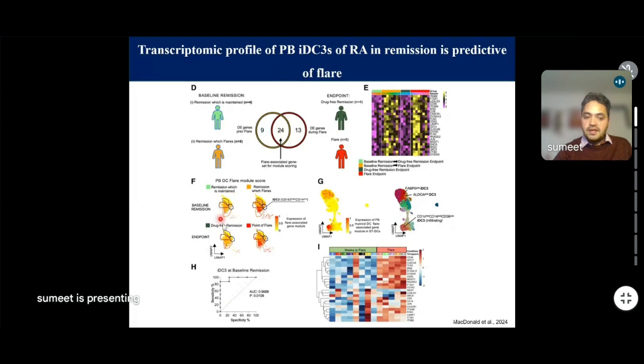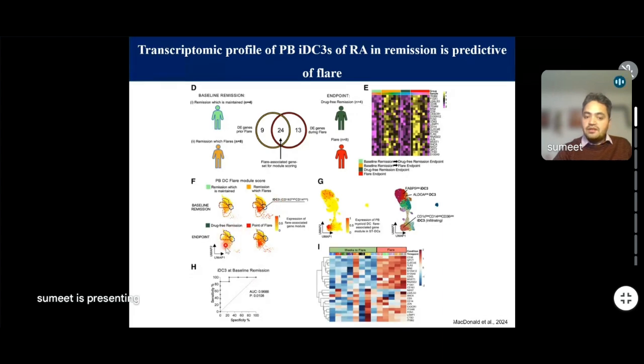Here, this is the IDC3 population, this one in the red color. If there is a remission at the baseline, you can see these cells are few in number. But if there is a disease, then it all becomes red in color, meaning the IDC3 population, which is the dendritic cell 3 population, increases.